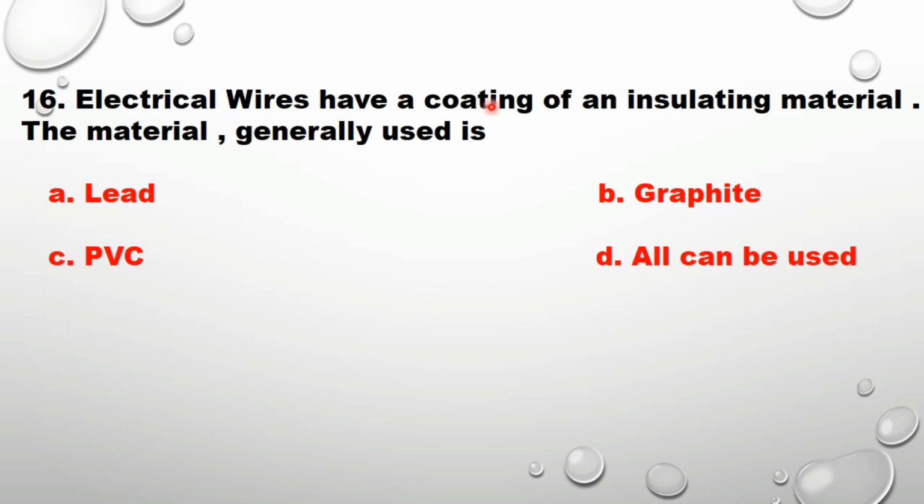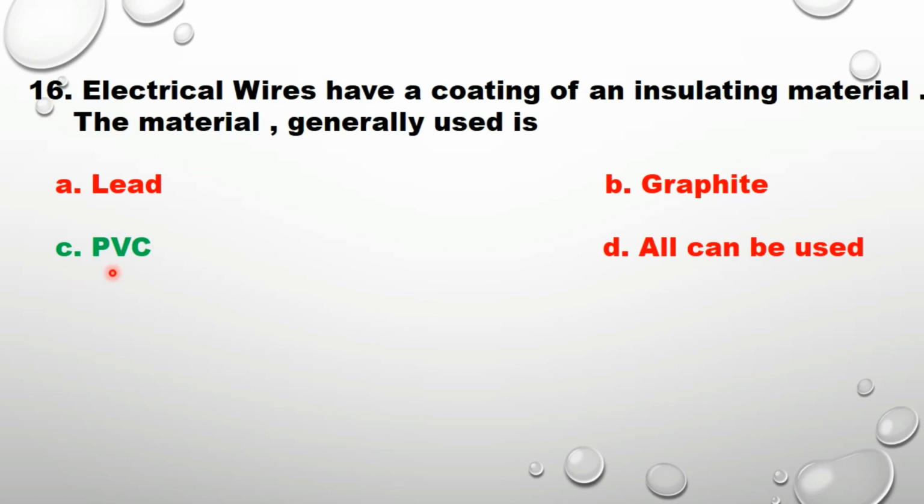Electrical wires have a coating of an insulating material. The material generally used is option A lead, B graphite, C PVC and D all can be used. And the answer is option C PVC. Polyvinyl chloride is used as an insulating material for coating electrical wires.